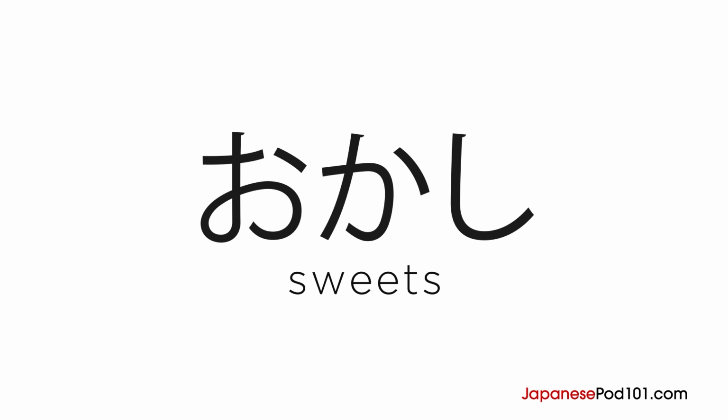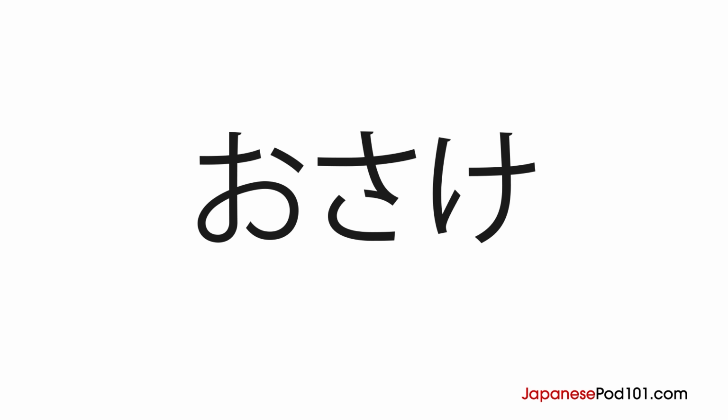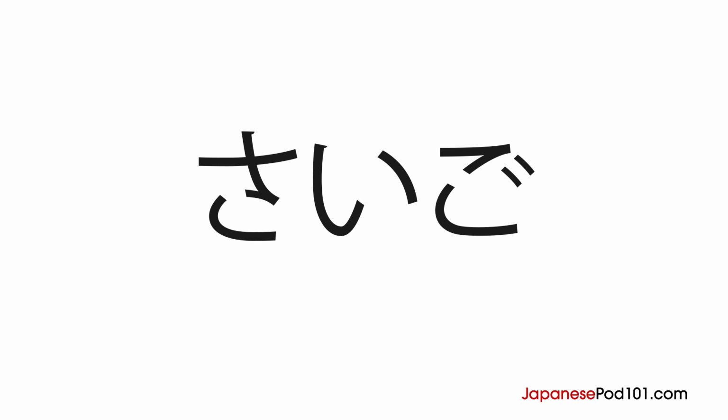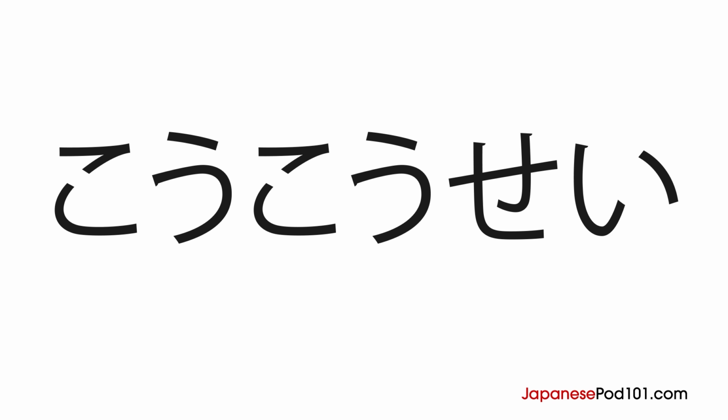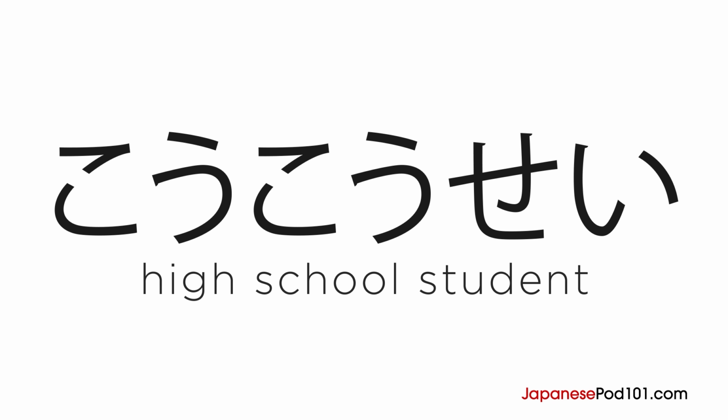Okashi. This means sweets. Osake. Osake means alcohol. Saigo. It means last. Sozo. Sozo means imagination. Try saying this long one. 高校生. A 高校生 is a high school student.